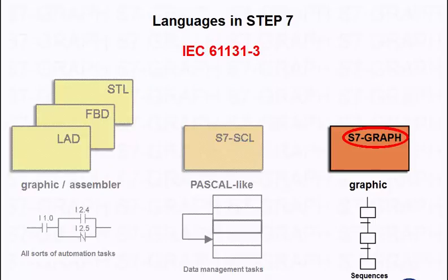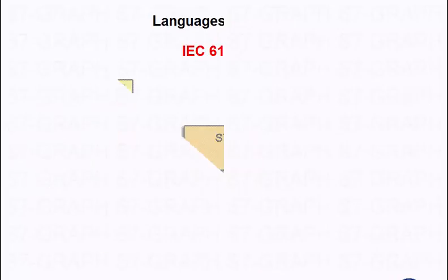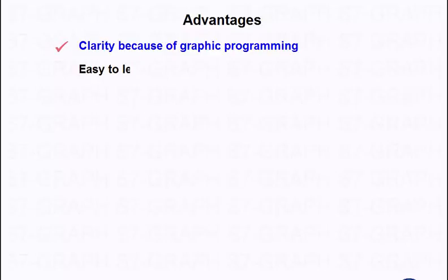S7 Graph is discussed in the following and its application demonstrated by means of a specific automation task. Let us first take a look at the advantages of using the engineering tool S7 Graph. Apart from clarity, which results from graphical programming, S7 Graph can be easily learnt due to its intuitive programming and operation.